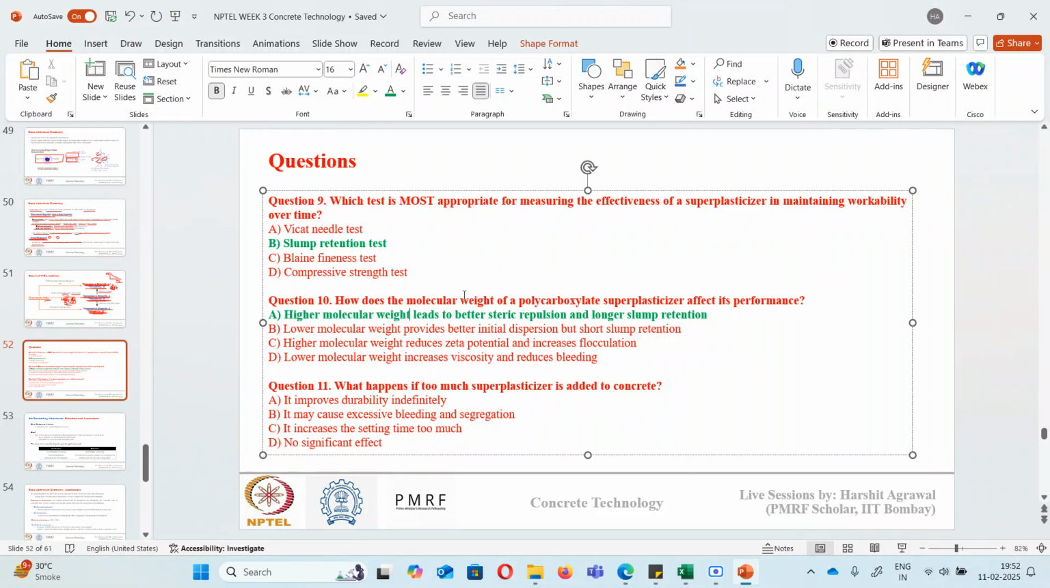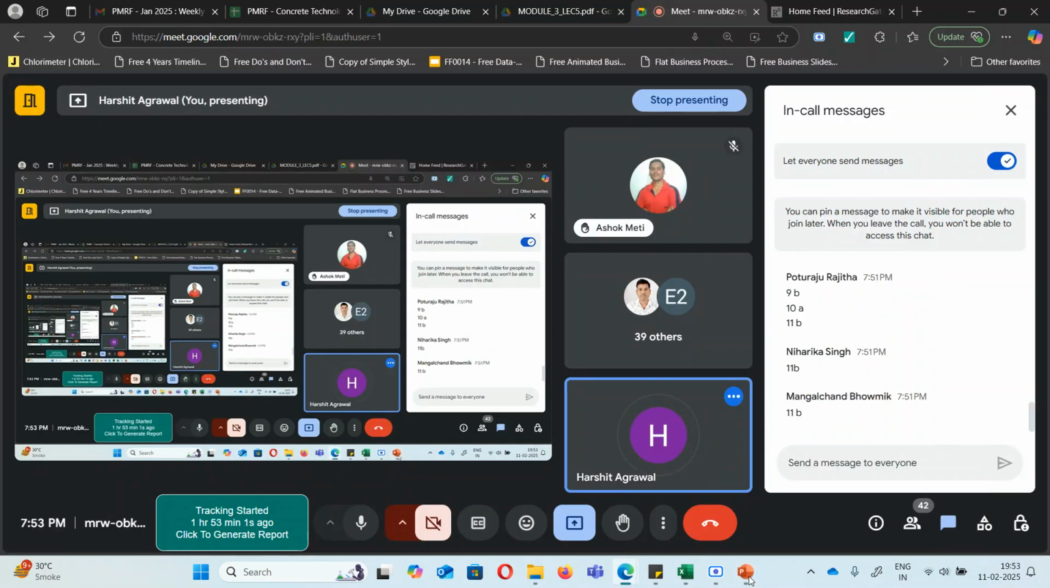Okay, so if I have a higher molecular weight, what will happen? There will be more steric repulsion, and if there is more steric repulsion, there will be a longer slump retention. Okay, so the 10th is A.